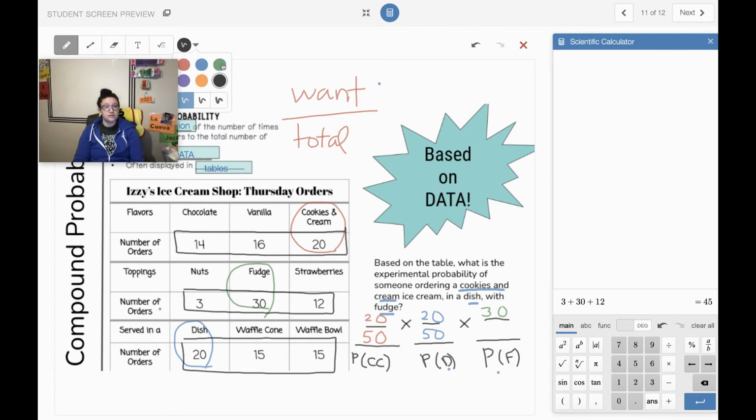So here it's a little bit different. I know my grandma, she just likes her ice cream plain. She doesn't put any toppings on it. So it looks like some people came through and they just didn't get any toppings, and that's okay.